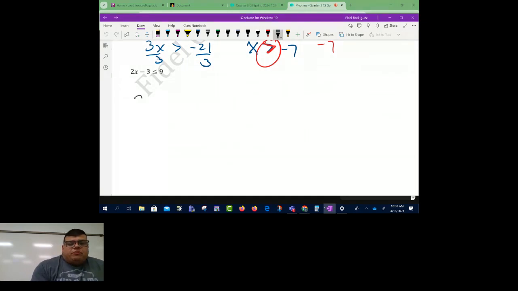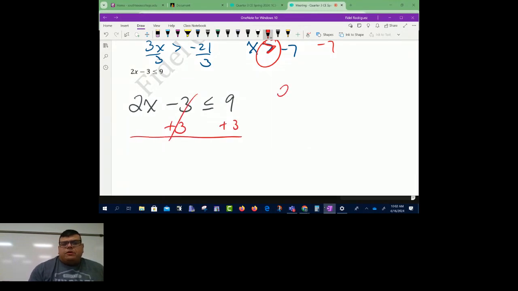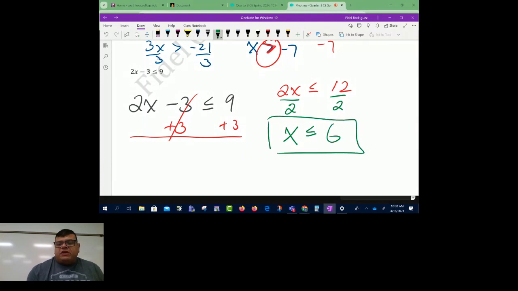So, y'all, I'm just going to rewrite the problem down here where I've got a little bit more room. 2x minus 3 less than or equal to 9. Like I said, when we're solving inequalities, we solve them just like an equation. We're trying to get the letter x by itself. So the first thing I'm going to do is add 3 to both sides. Those guys are going to go away. Less than or equal to 9 plus 3 gives me 12. Then we're going to divide everything here by 2, and we get x is smaller than or equal to 6.